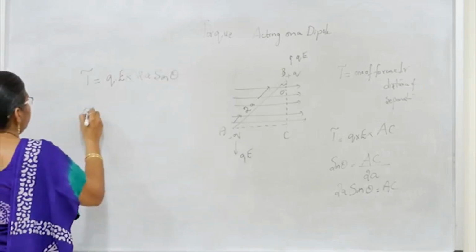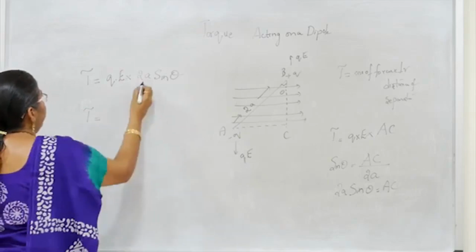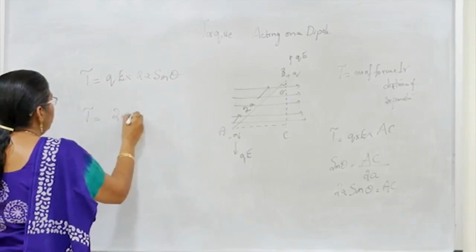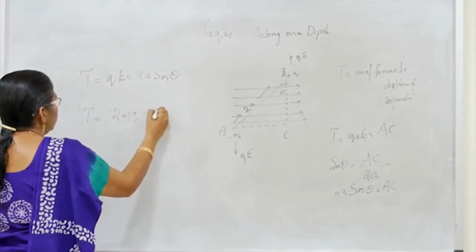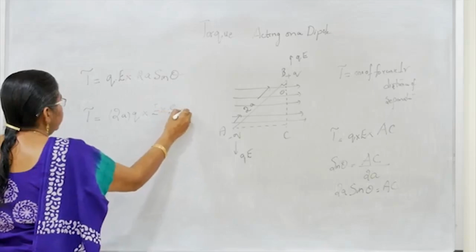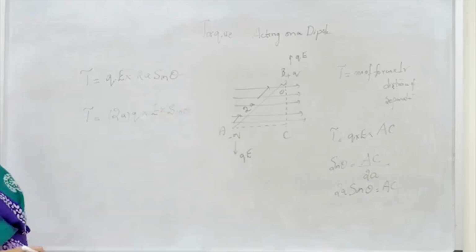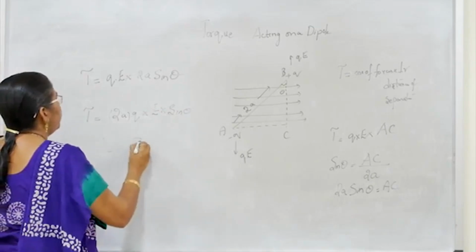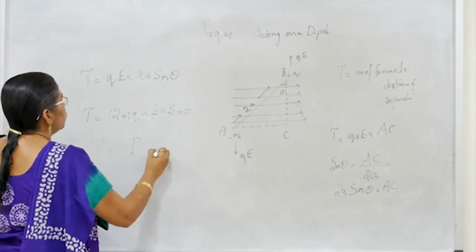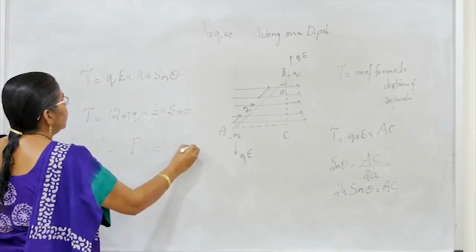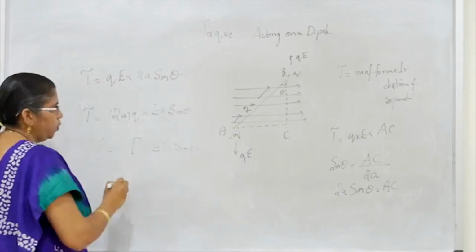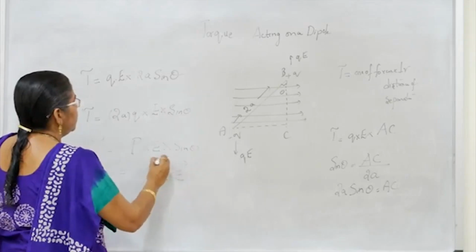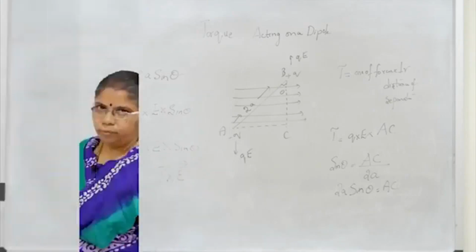So torque tau is equal to 2a into q into E into sine theta. 2a into q gives me the dipole moment. So P into E into sine theta. So torque tau is equal to P cross E. So this is the torque that is acting on a dipole.